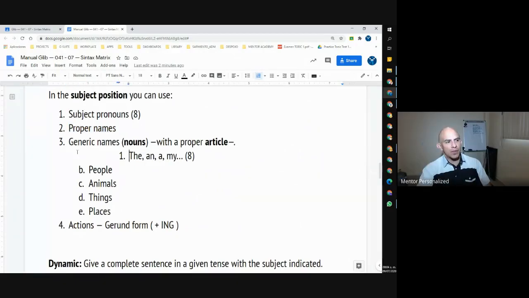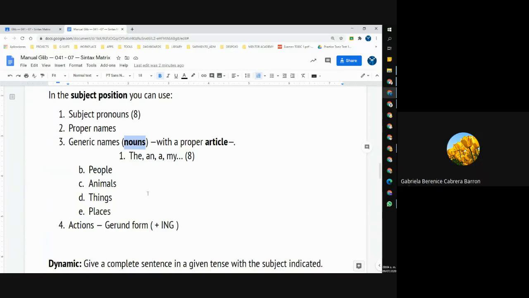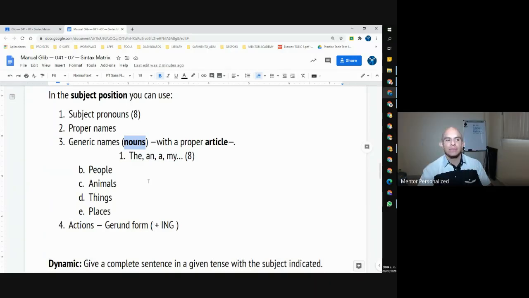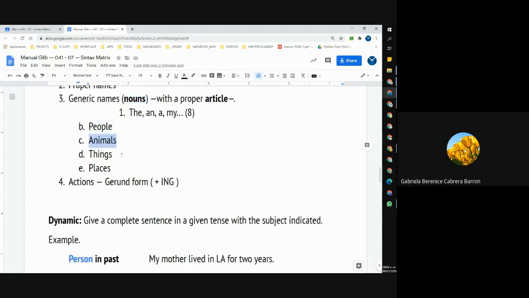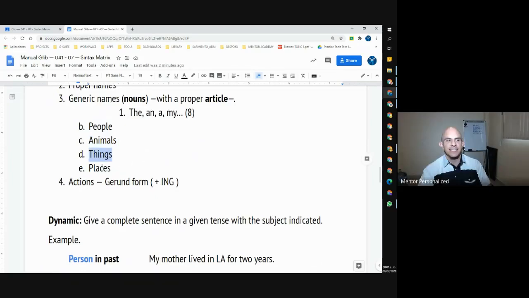Okay. Then we have number 3, the generic names, or what we can call nouns. Repeat, nouns. Very good. How do you say sustantivos in English? Nouns. These are generic names for people, animals, things, and places.